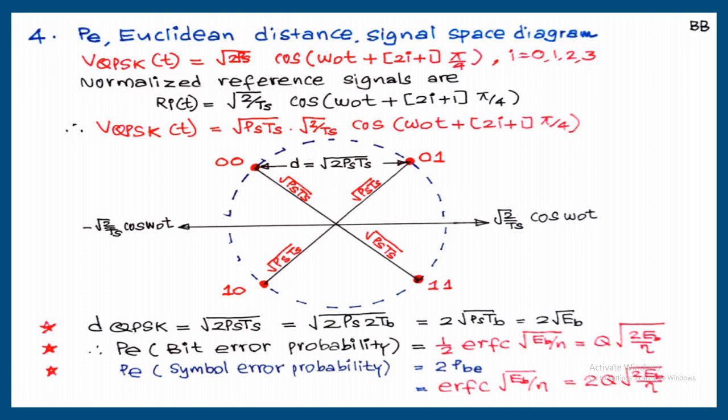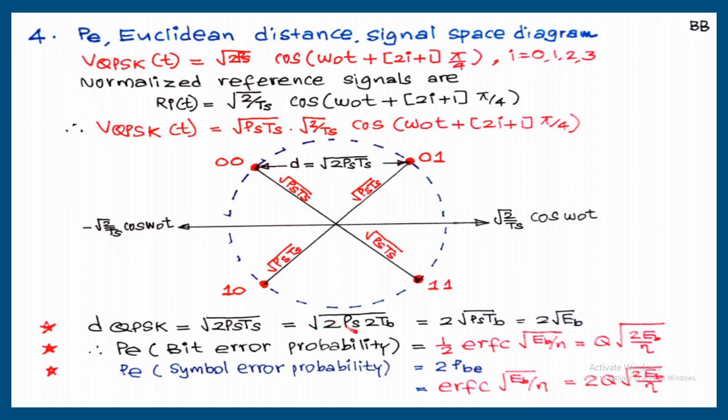So we got d of QPSK is equal to root 2 PSTS, that is again same as root 2 into PS into TS. TS is a symbol interval and 2 bits are taken together, that is why it is written 2 TB. So root 2 into PS into 2 TB. Finally, it can be written as 2 into root PSTB or 2 into root EB.